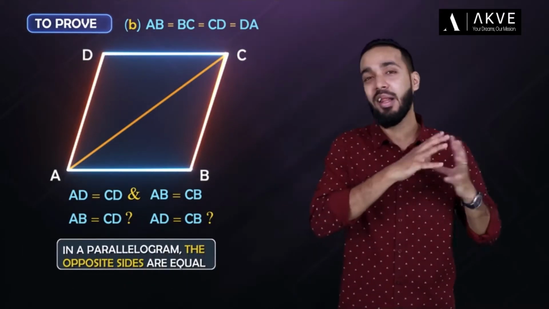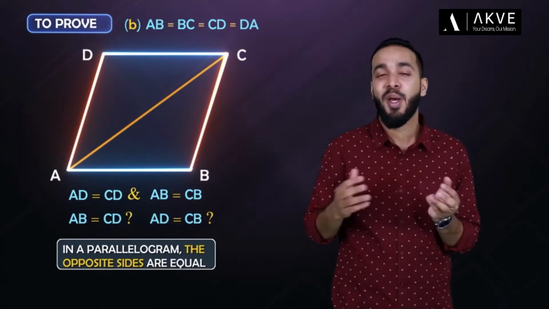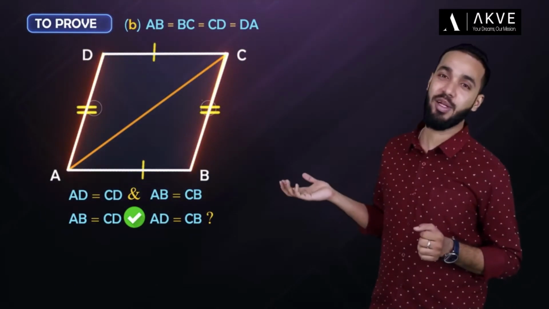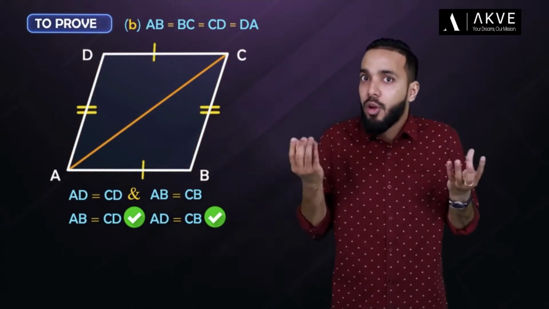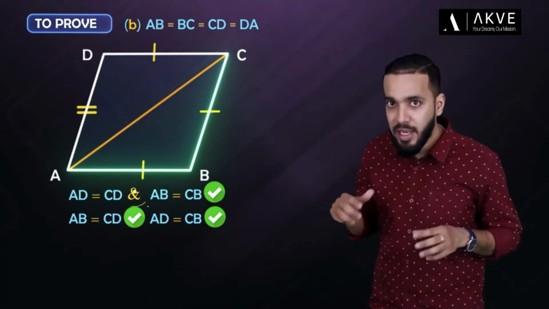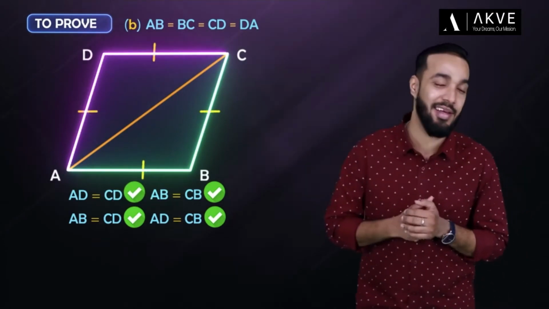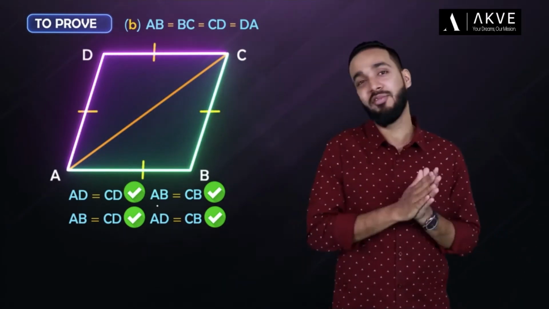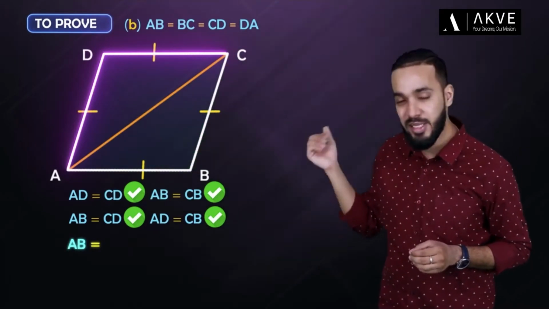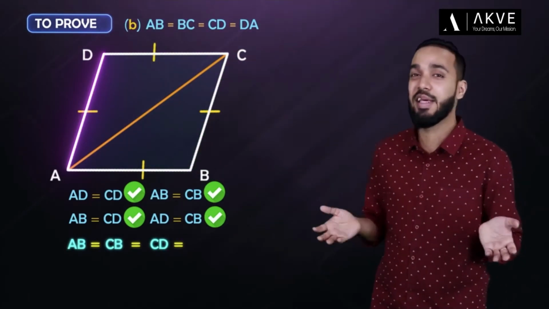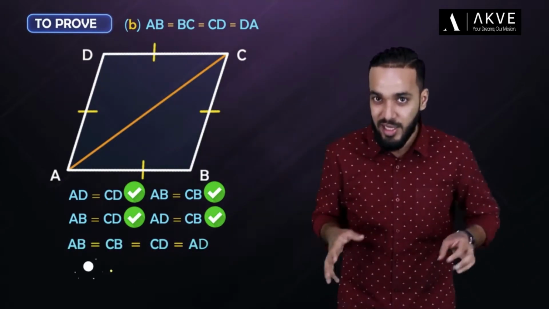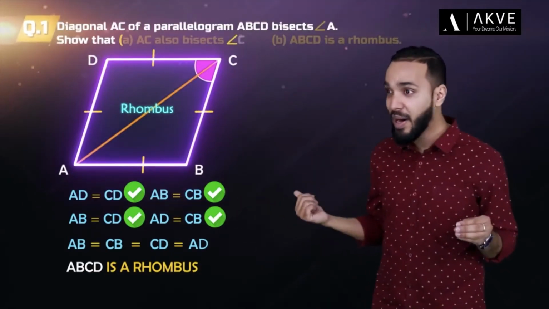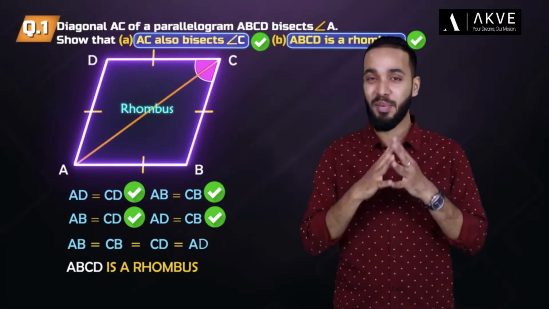We know that in a parallelogram, the opposite sides are equal, which means AB is equal to CD and AD is equal to CB. But we have already proved that AB is equal to CB and AD is equal to CD. So, using all these pairs of equal sides, we can finally infer that AB is equal to CB is equal to CD is equal to AD. Or in other words, ABCD is a rhombus. See, both parts of the requirements are met, so the problem is solved.